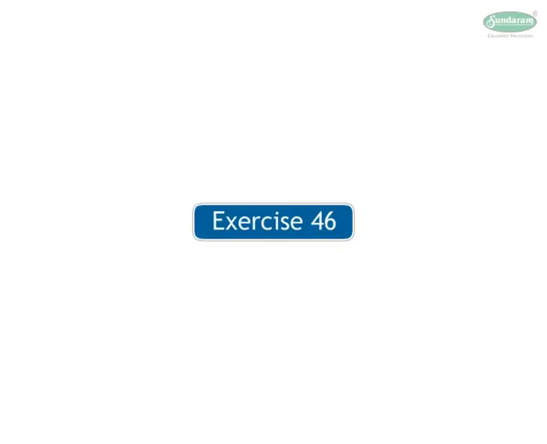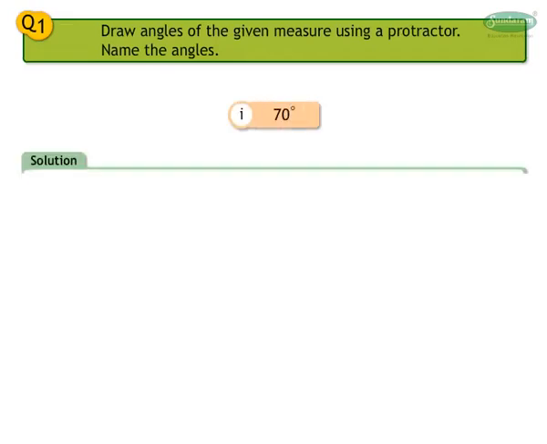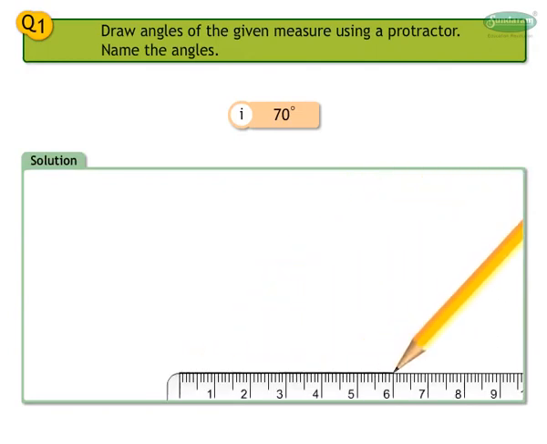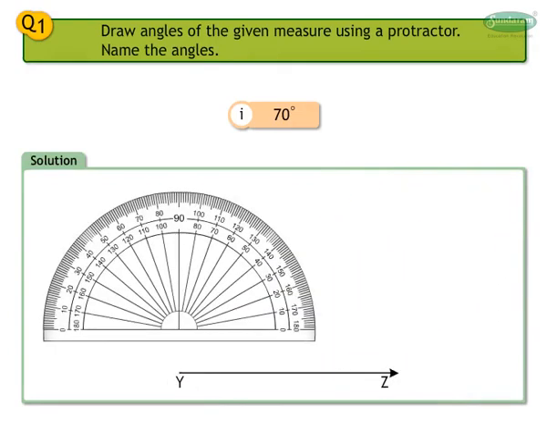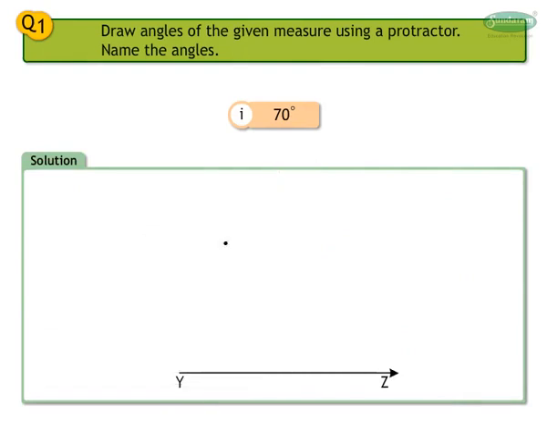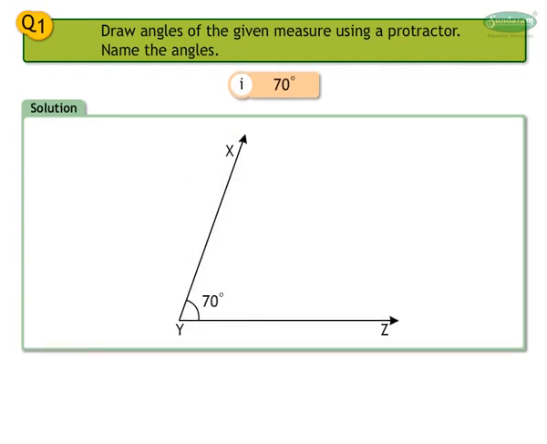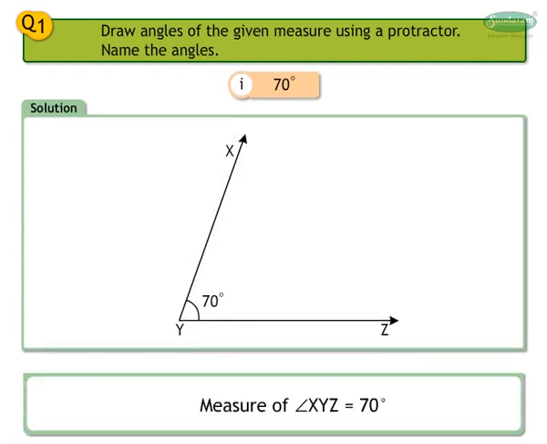Now let's begin with exercise 46. Question 1. Draw angles of the given measure using a protractor. Name the angles. Number 1. 70 degrees. Solution. Number 1. Draw a ray YZ. Number 2. With the center Y, measure 70 degrees on protractor and mark a point X. Number 3. Draw ray YX. Number 4. Thus, we get the required angle XYZ measuring 70 degrees.